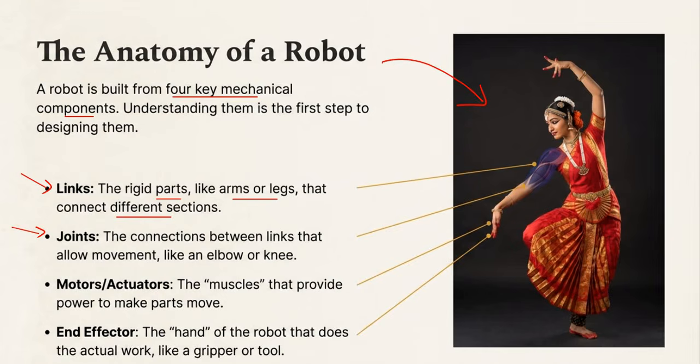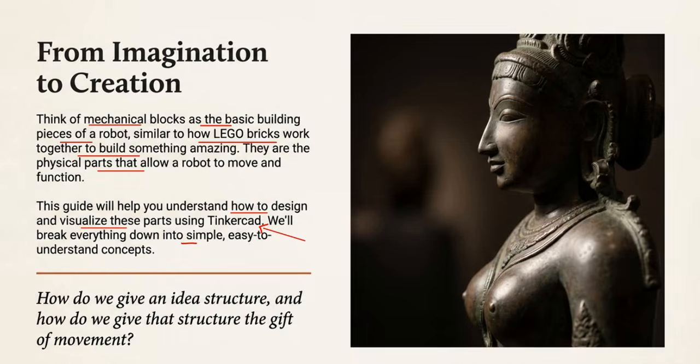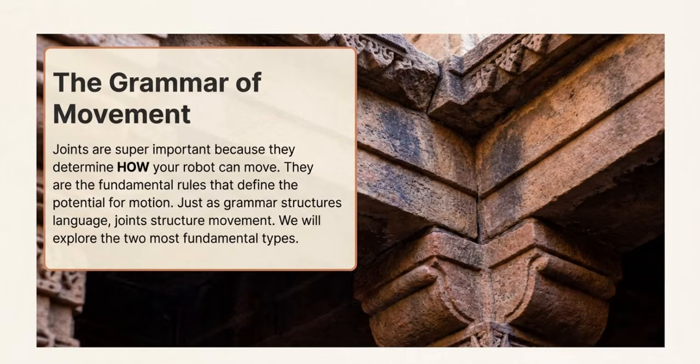Next we have the joints, the connections between the links that allow movement, like the elbow or the knee. And then we have the motors or actuators, which are what? Muscles, my dear students, which provide the power to make the parts move. And finally, we have the end effector, which is the hand of a robot that does the actual work, like a gripper or a tool. See this picture, this is the end effector, the hand of the robot. Okay, good. So now let's move forward.